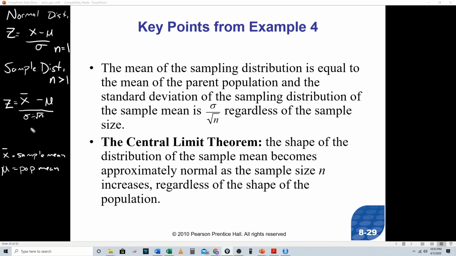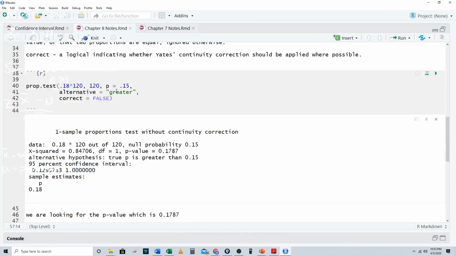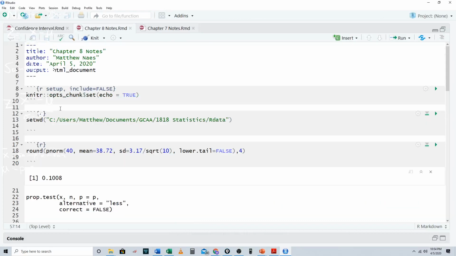Now, here's the really fun thing. This is all you're going to change in R. Let me go to R and scroll up here, because here's our formula. That right there is the only change. Everything else is the same. You still round, p-norm.